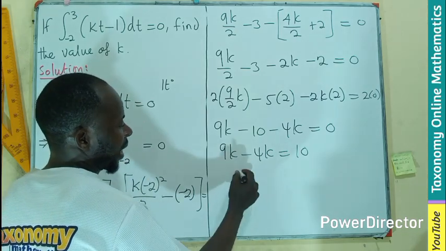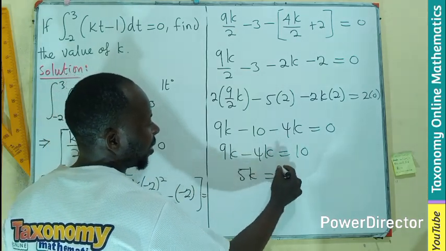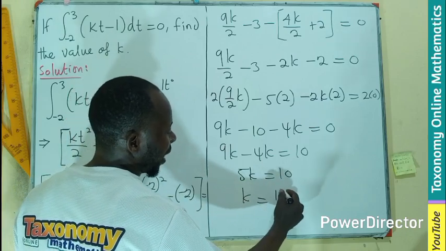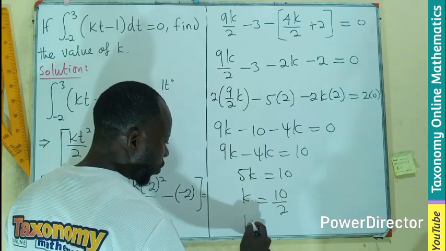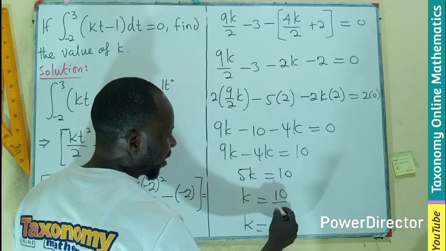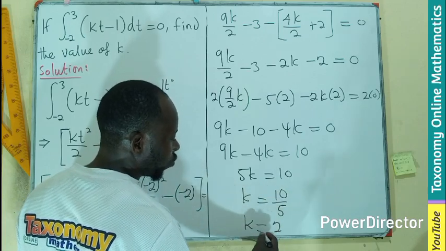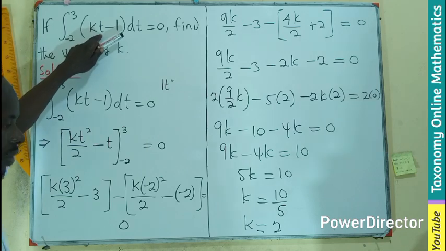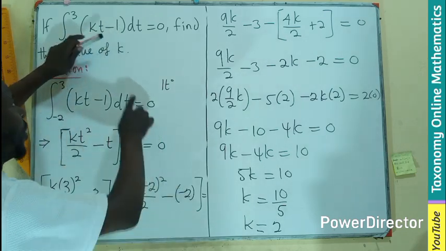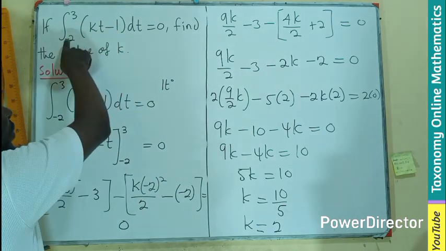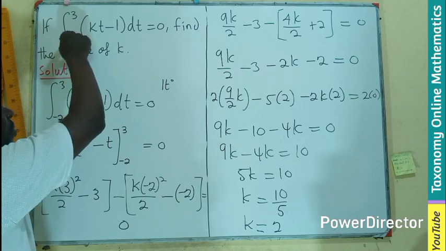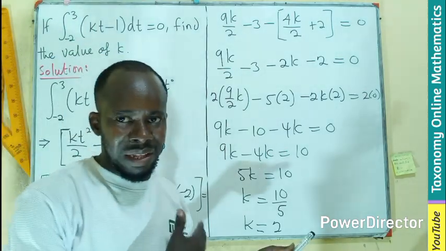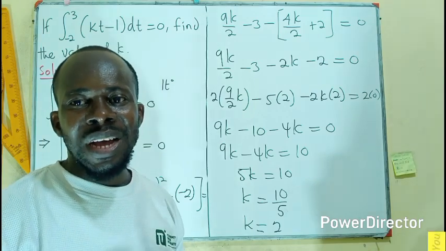I can have my 9k minus 4k equals to 10. What happened? I'll have 5k equals to 10. Then k will be what? 10 divided by 5, right? Which will give us what? 2. Meaning the value of k here is going to be 2t minus 1. So when you put in the values of the upper limit and the lower limit, your integral will give you what? 0. That is the concept we are only trying to apply in here.